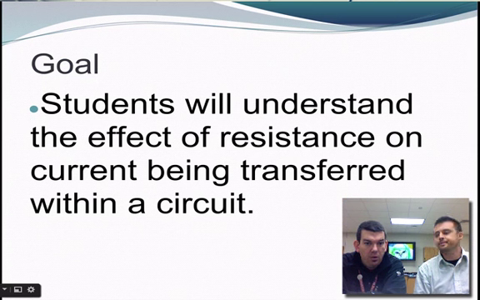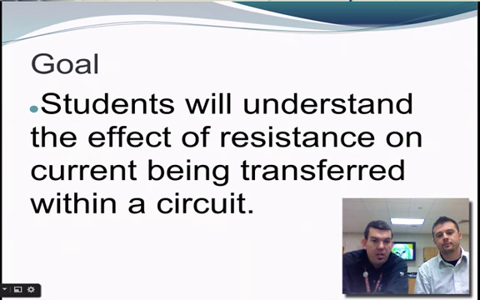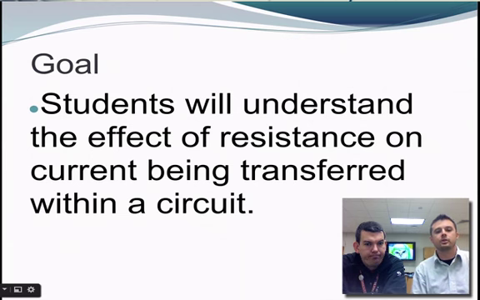Here's our goal. We want you guys to be able to understand the effect of resistance on current being transferred within a circuit. And we'll talk a little bit about resistance. We're also going to hit a little bit on voltage, as we said earlier.